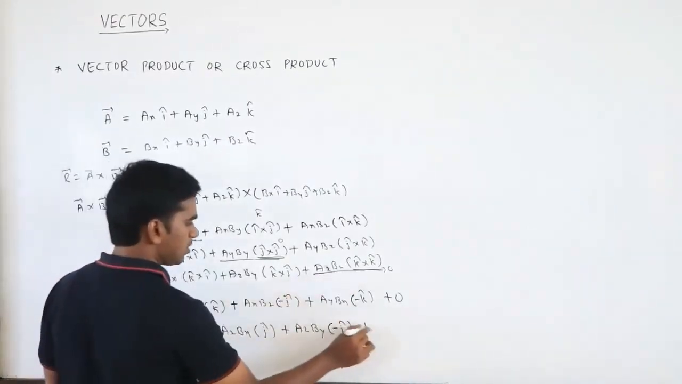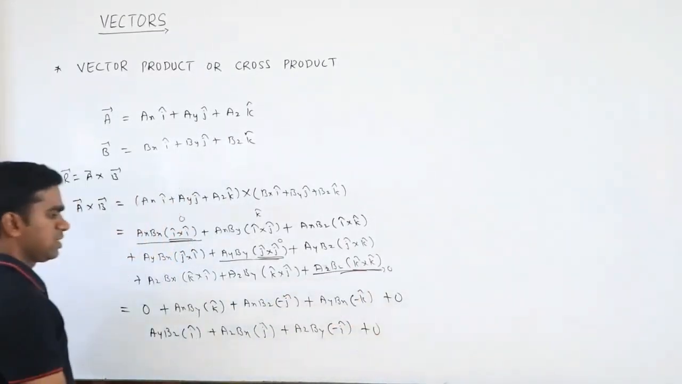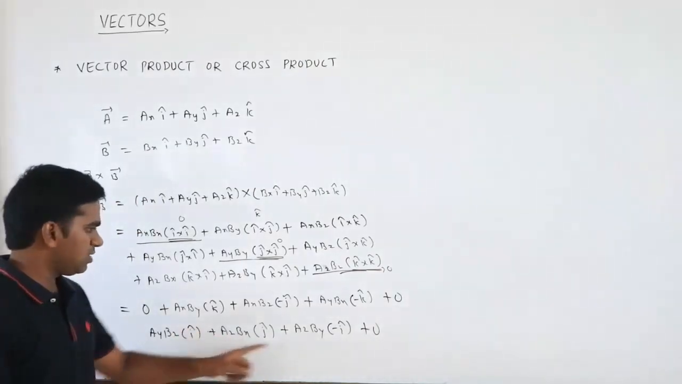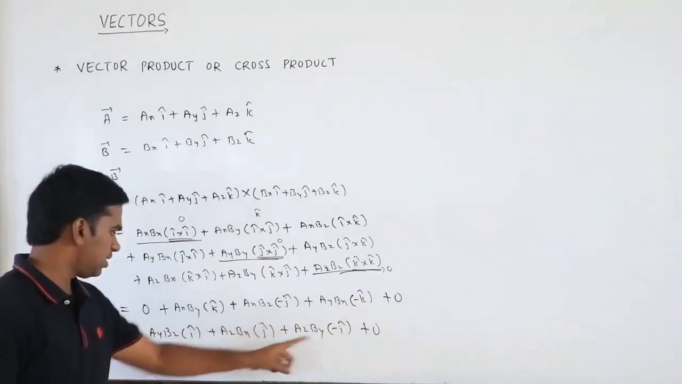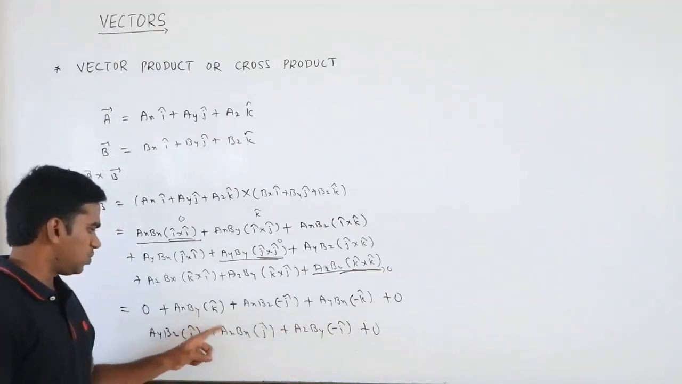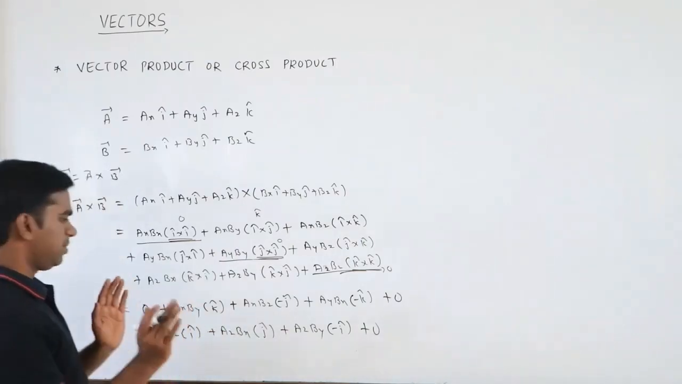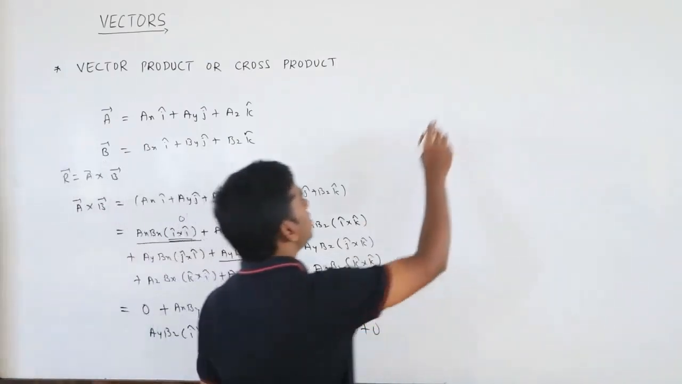This one will become what? 0. Okay, so k cross k will become 0. So the remaining, what we got, is two i's: minus i and plus i, and two j's, and k's we got. So say we make one side. Okay, all i's we will make on one side.